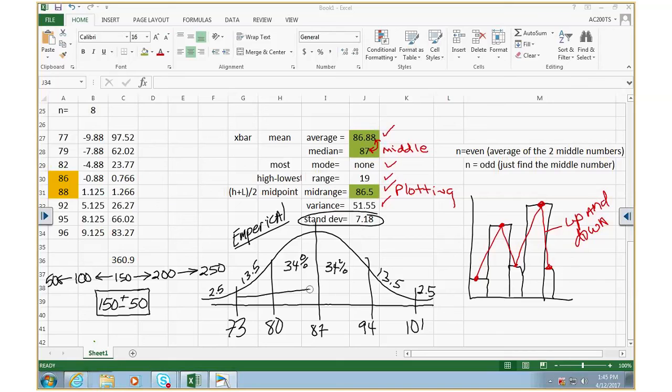95% of the population will always fall between two standard deviations. So if you take a test, by what we see right here, any test you take is pretty much going to fall between 73 and 100. So you can pretty much say this is a B plus A student.